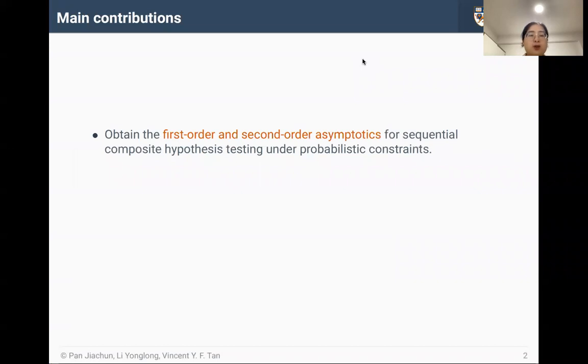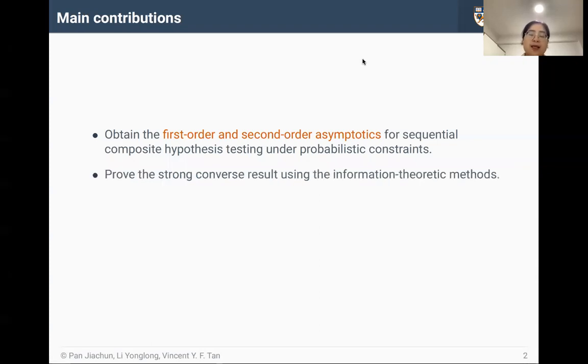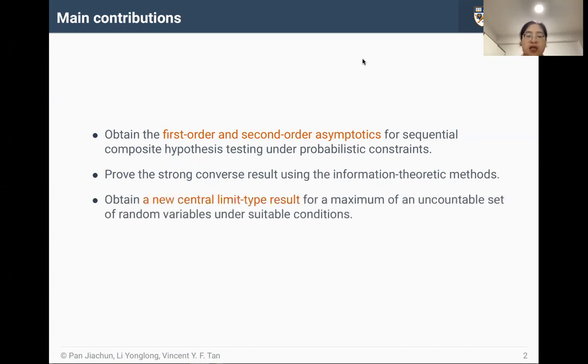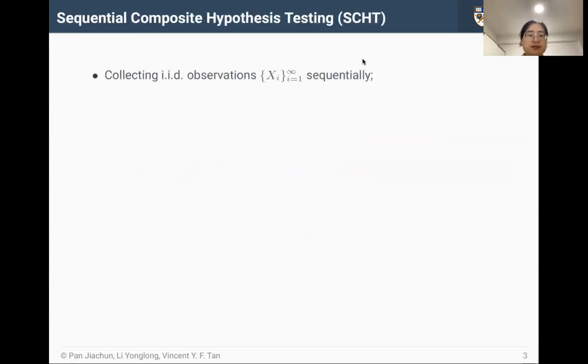There are main contributions in our paper. First, we obtain the first order and second order asymptotics for sequential composite hypothesis testing on the probabilistic constraints. Second, we prove the strong converse result using the information theoretical methods. Third, we obtain a new central limit type result for a maximum of an uncountable set of random variables under suitable conditions. Let's begin with the introduction to the sequential composite hypothesis testing.